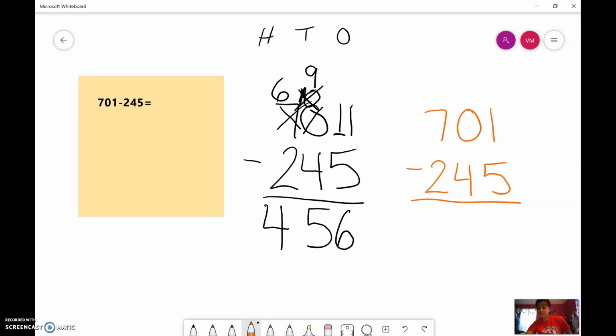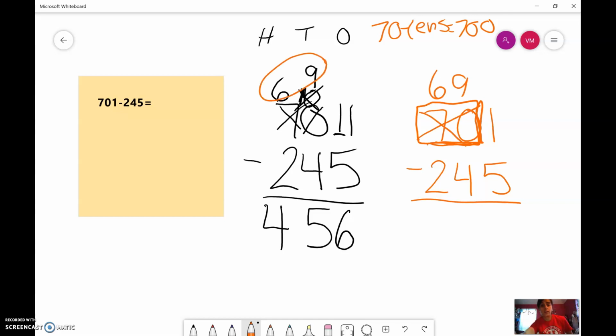1 minus 5, you can't. You only have 1, and I'm trying to take away 5 ones. Sorry, but remember, you don't have negative numbers in third grade. So I'm going to do 70. This 70 has 70 tens, and 70 tens is 700. I'm going to write that down. 70 tens is 700. But I need to regroup one of the tens.